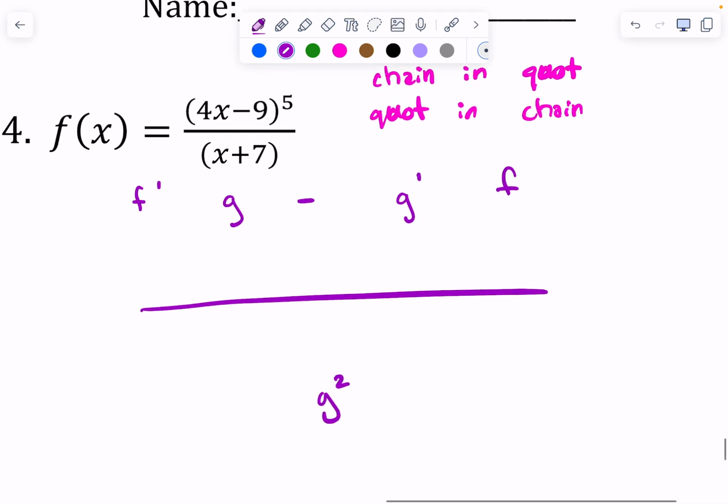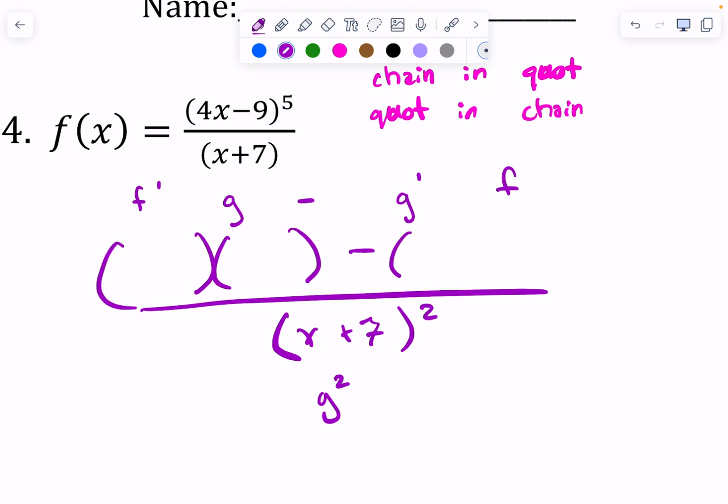My g squared is x plus 7 squared. I'm going to leave it like that. Out of these 4 parts, which one's going to involve my chain? F prime. This is the f part, so f prime is where my chain lives. So I'm going to do all the other parts besides the chain, and we'll do it last.